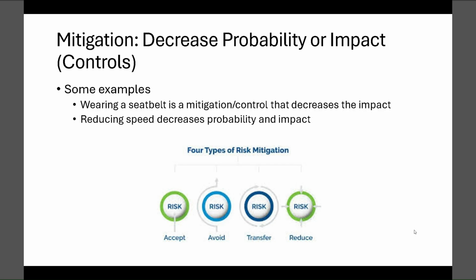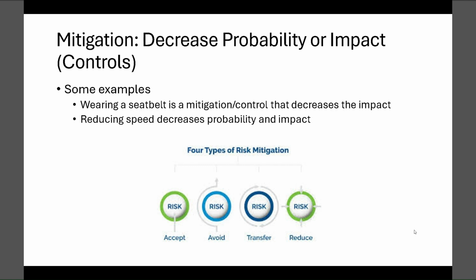The four big types of mitigation: you're either going to accept a risk, avoid it, transfer it, or reduce it. Or another way is the 4T's, saying we either treat it, which is reducing it, or mitigating it.